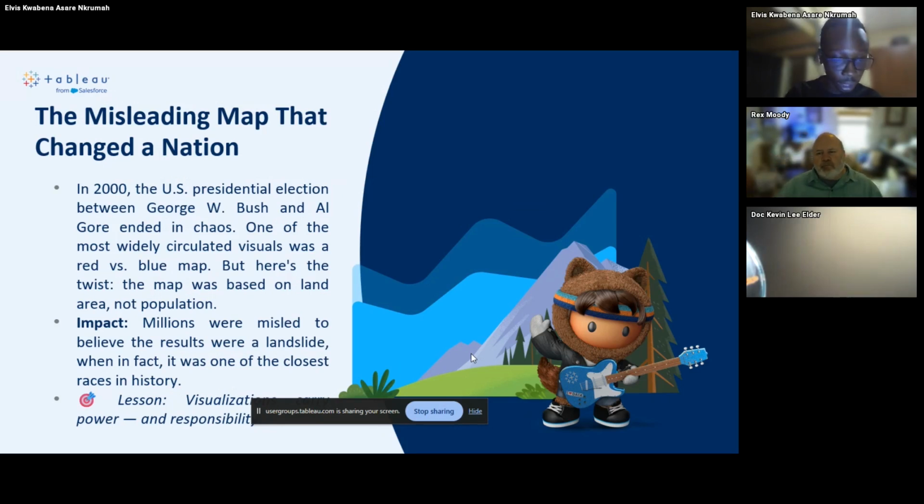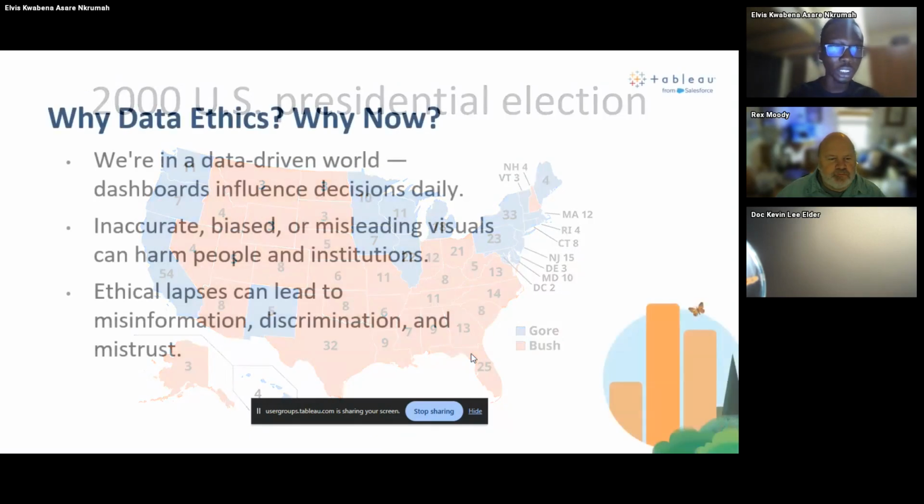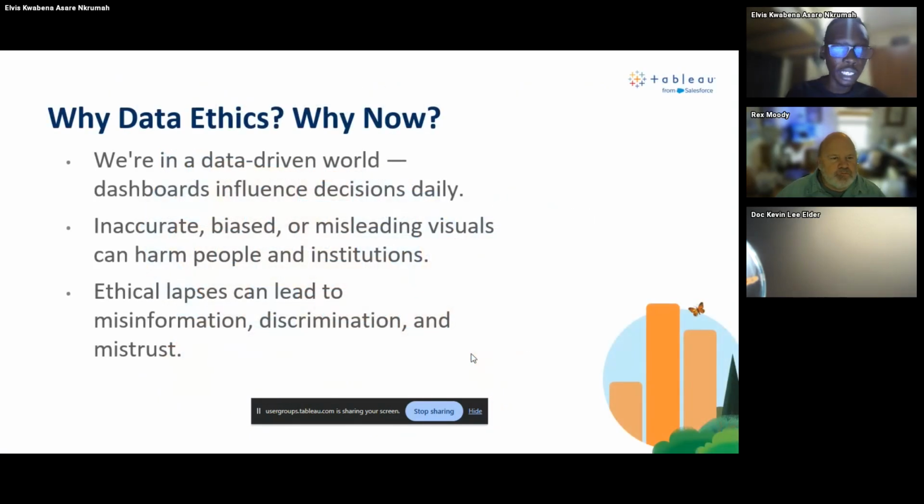Now, this story makes us understand that the lesson from this is that visualizations carry power and responsibility. And so, as data professionals, we have to ensure that what we are conveying in our charts, in our dashboards, are actually true, are actually unbiased, and are speaking of the data which we got it from. Now, why data ethics? One, we are living in a dynamic world, a world in which dashboards influence decisions, not only individual decisions, but business decisions. How the corporate world runs, we run on a data-driven world. We are moved by insights. And so inaccurate, biased, or misleading visuals can harm people and institutions. And so these ethical lapses can lead to miscommunication and misinformation, discrimination, and mistrust.